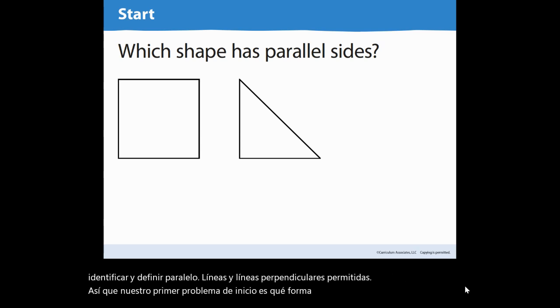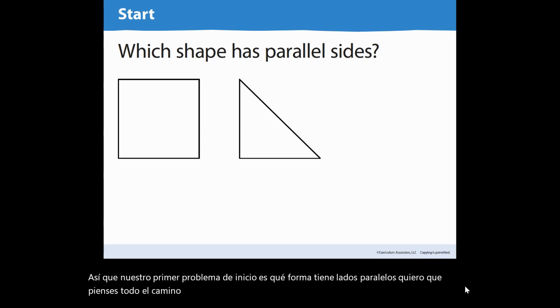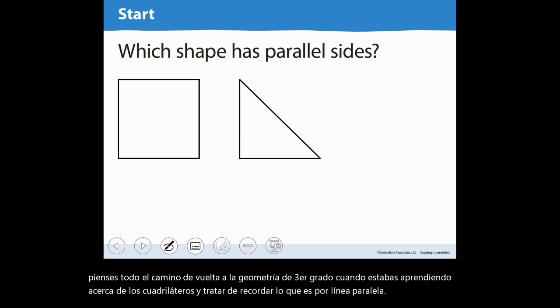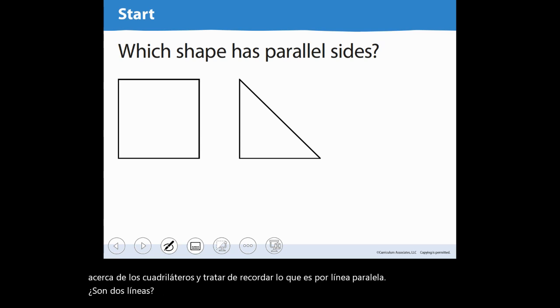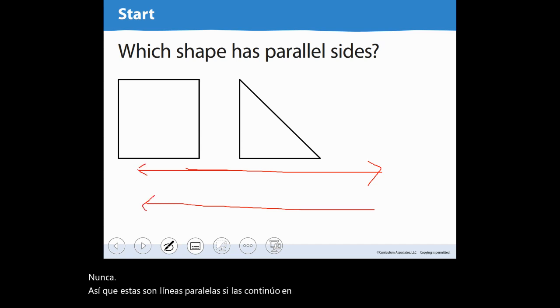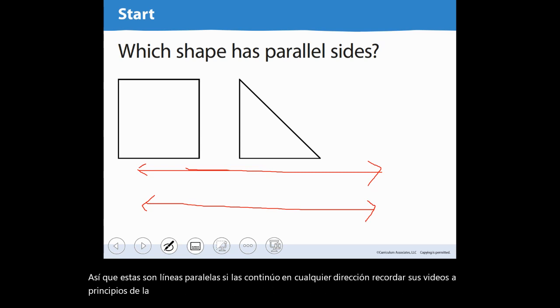I want you to think all the way back to third grade geometry when you were learning about quadrilaterals and try and remember what a parallel line is. So parallel lines are two lines that never touch. So these are parallel lines. If I continued them in any direction, remember your videos early in the week talked about how lines continue on and on and on. Well, if they go on and on and never touch, they are called parallel.